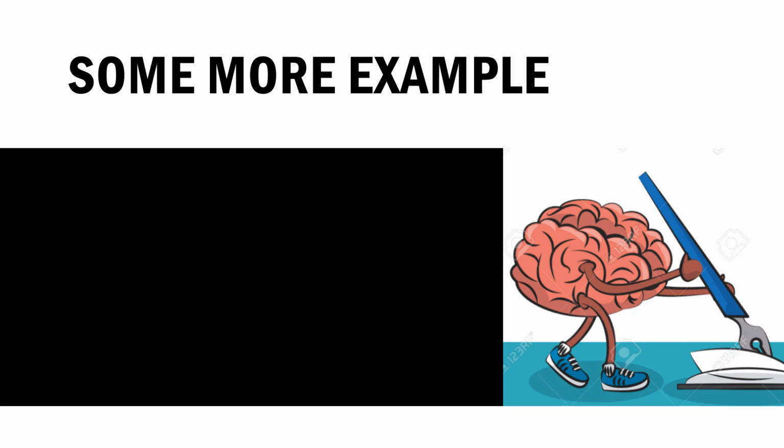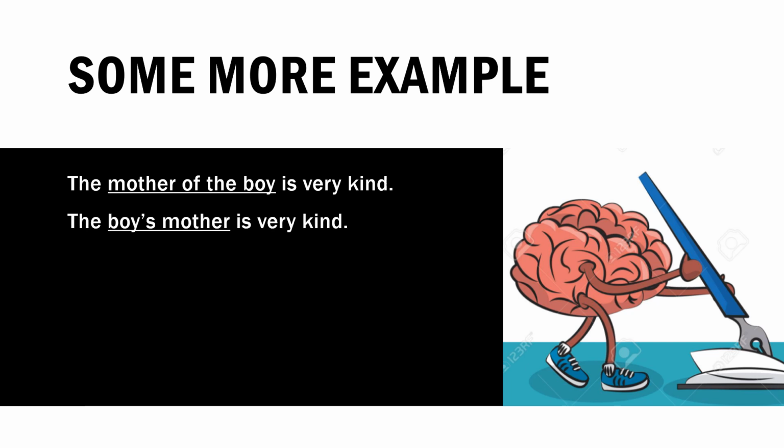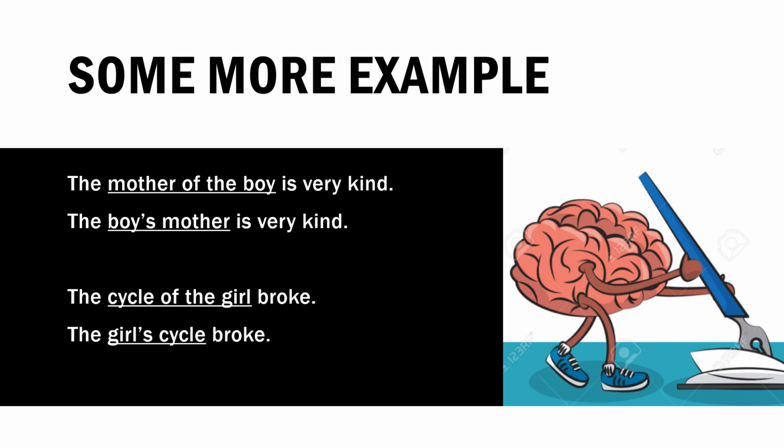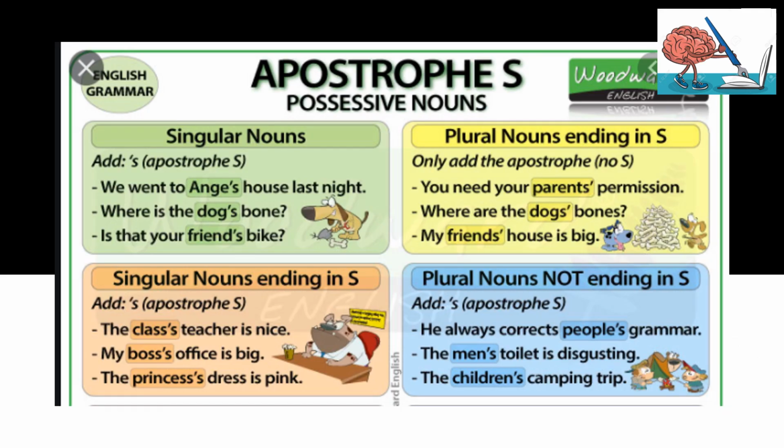Let us look at some more examples. The mother of the boy is very kind. The boy's mother is very kind. The cycle of the girl broke. The girl's cycle broke. This is what we are going to learn in today's lesson about how to change a sentence using a possessive noun. We have learned that we use an apostrophe to change a word to a possessive noun. But there are some rules we have to follow when we are applying the apostrophe S. So what are these rules?